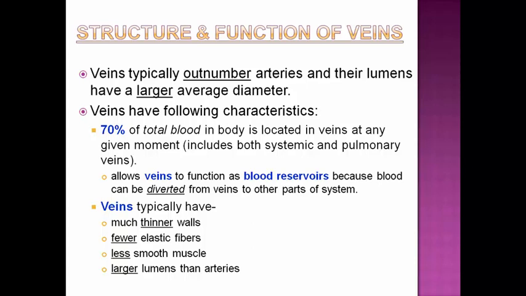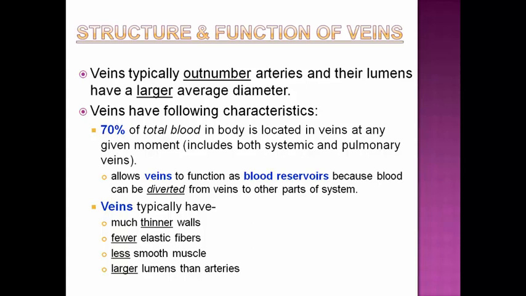So 70% of the total blood that the body is going to try to move is located in the veins at any moment in time. This includes the systemic and the pulmonary circuits within the body. 70% of the total blood volume is going through the veins at this particular moment in time. Again, veins function as reservoirs, so they hold blood and they can divert it from veins to other parts of the circulatory system.